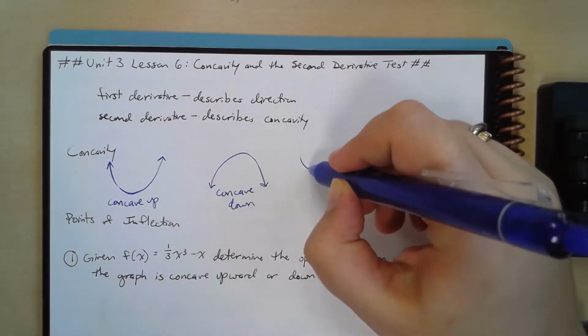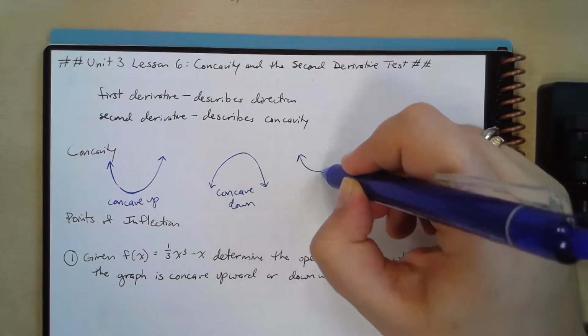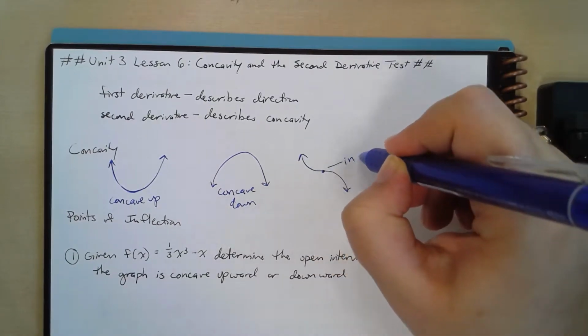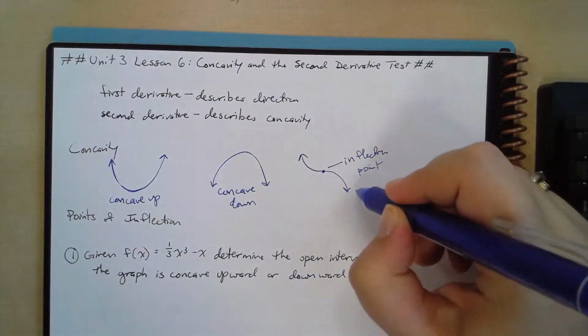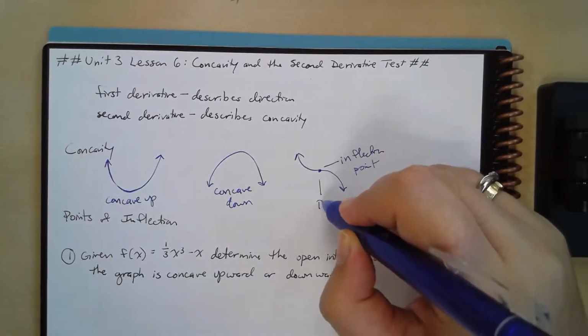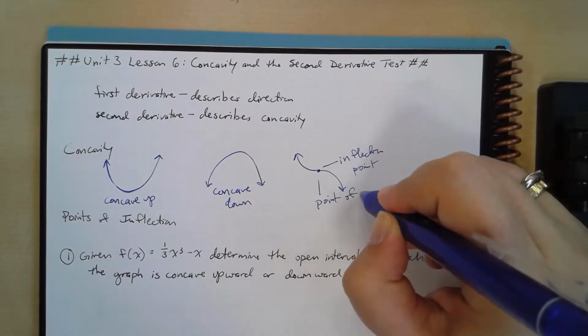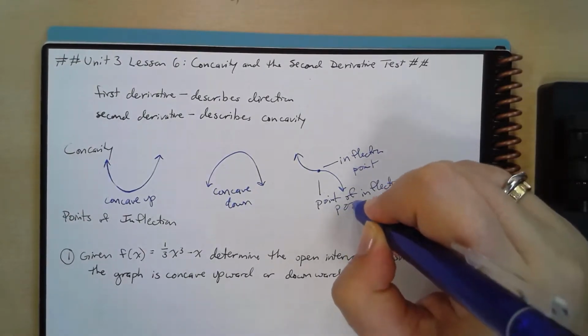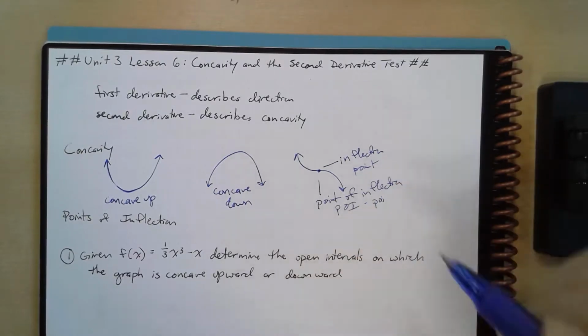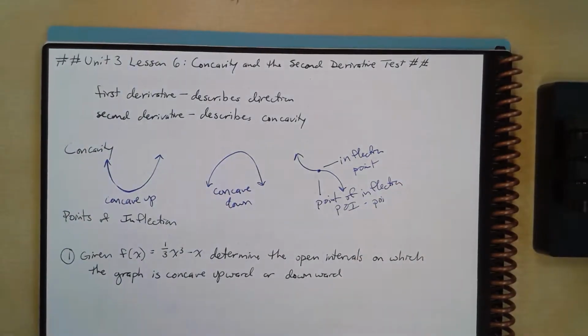And where we change direction is what's called an inflection point. So that's an inflection point, or you might see it as a point of inflection, or sometimes even just POI. It makes me think of a fish, I don't know why, but anyway, the concavity of a curve can change, and when it changes, that's our inflection points, our points of inflection.